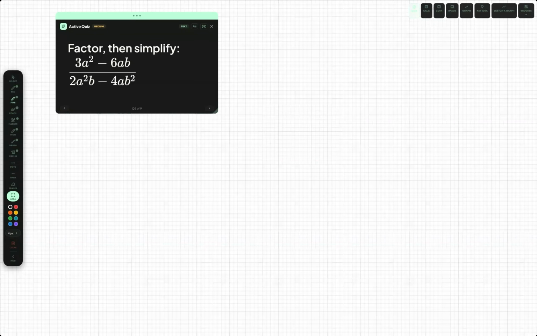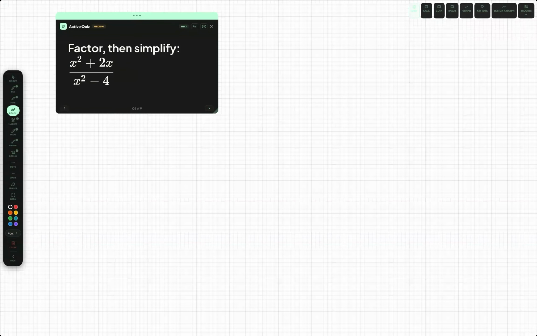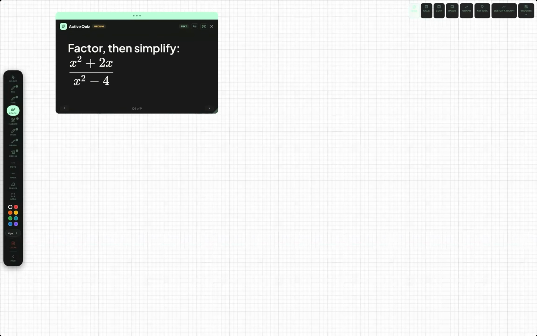Okay, that was a little bit complicated, but the same rules apply all the time for these types of questions. It just takes a little bit longer for some of them than others. Alright, let's look at the next one.